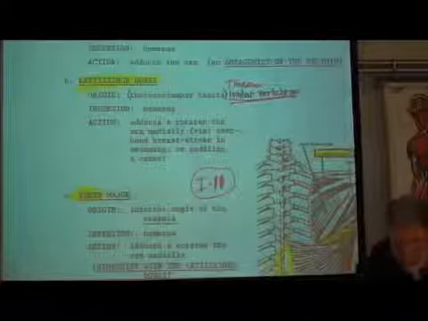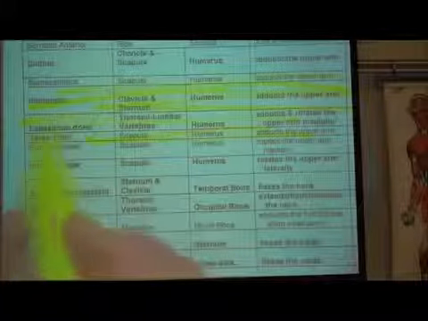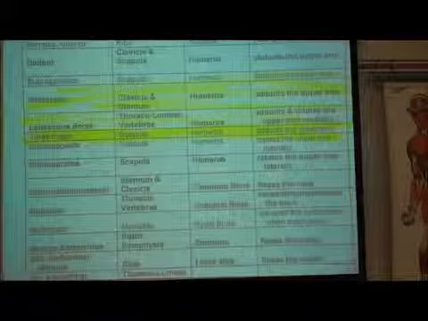If we were looking at our summary chart, the muscles we've been mentioning so far are the pectoralis and the latissimus dorsi, and those are both in bold print. 100% probability they're going to be asked. And not in bold print is the teres major, a helper.